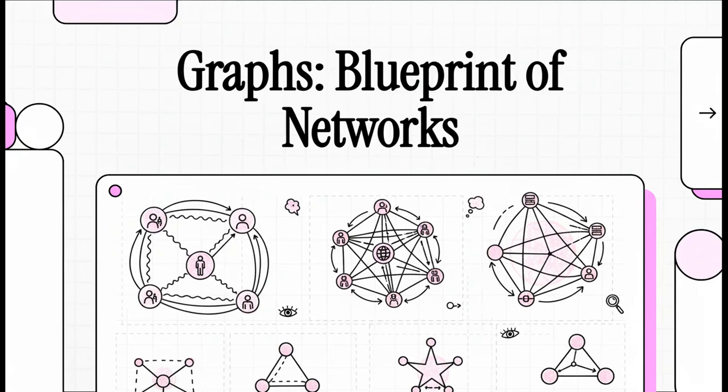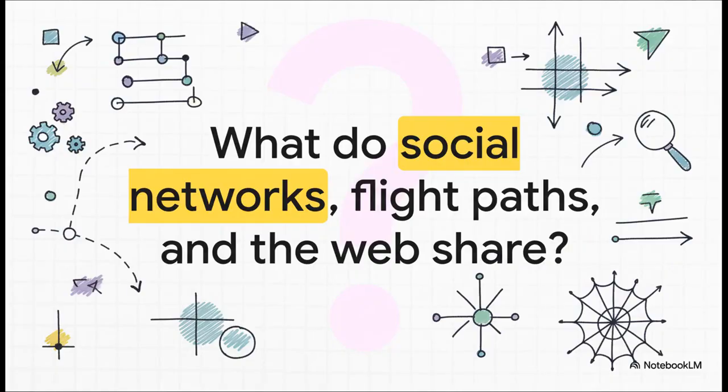All right, let's dive right in. We're going to pull back the curtain on graphs, the hidden blueprint behind pretty much every network you can think of, from your own social circle all the way up to the internet itself. So what do all these things really have in common? Well, they all share the exact same fundamental structure. It's a really powerful idea from math, and here's the cool part. Once you see it, you start seeing it absolutely everywhere. Stick with me, and I promise by the end of this, you'll see it too.